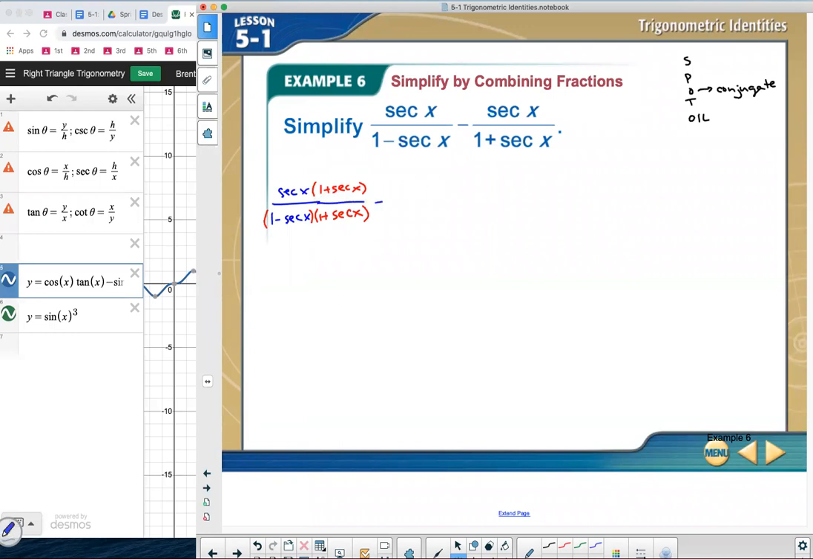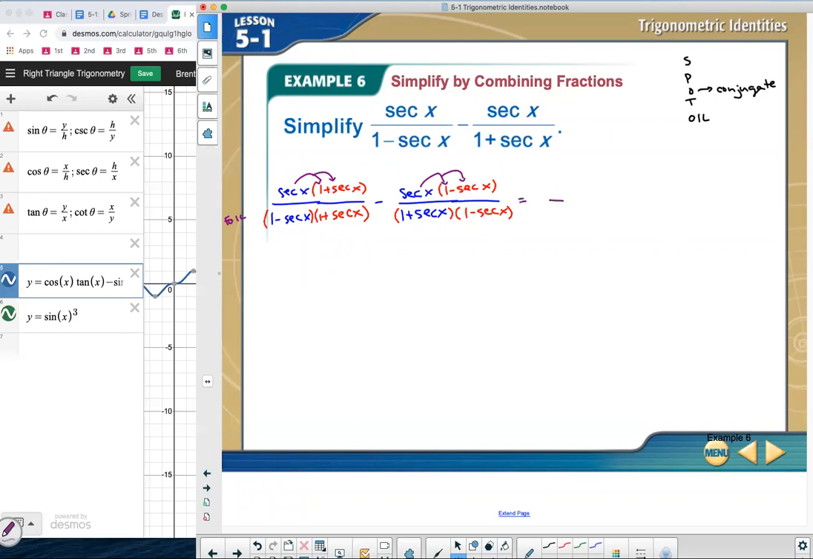Now on the second fraction, I start with secant over 1 plus secant x. Now again, if I'm going to combine these, I have to have a common denominator, which means I need to multiply this second fraction by 1 minus secant x. Okay, so let's multiply these out. On the denominator, I'm going to need a FOIL. By the way, that step right there is called conjugate. I'm going to FOIL, and on the top, I'm going to distribute that.